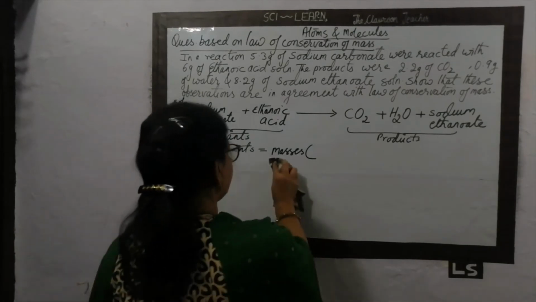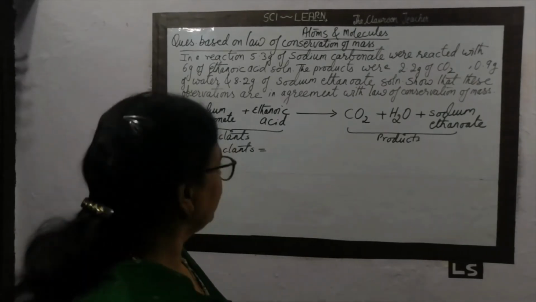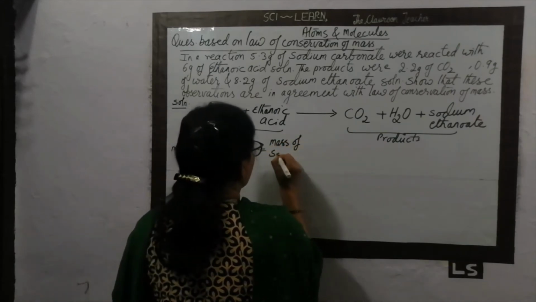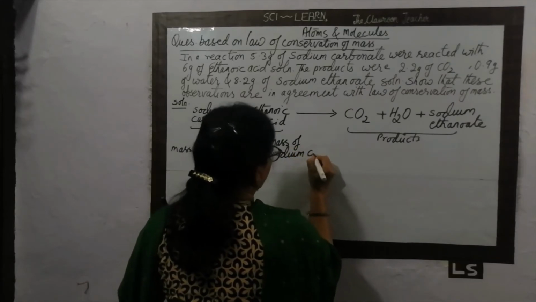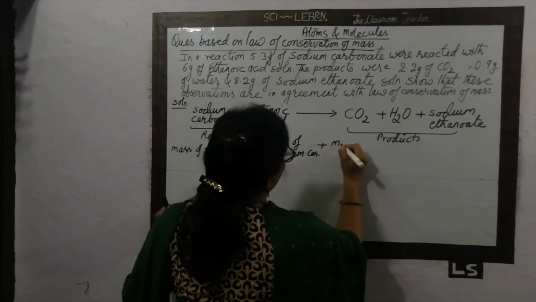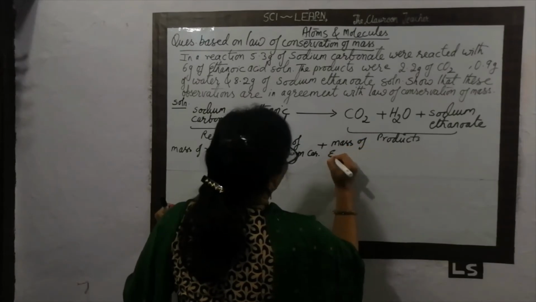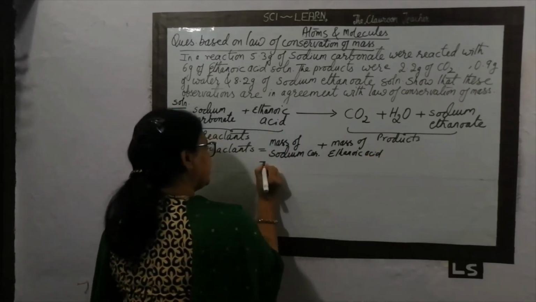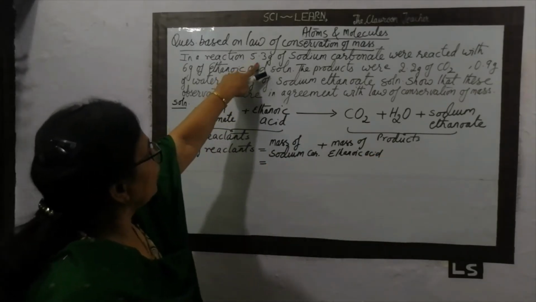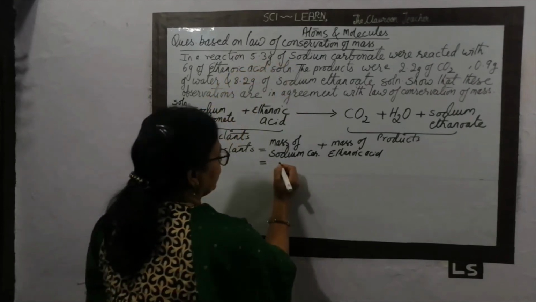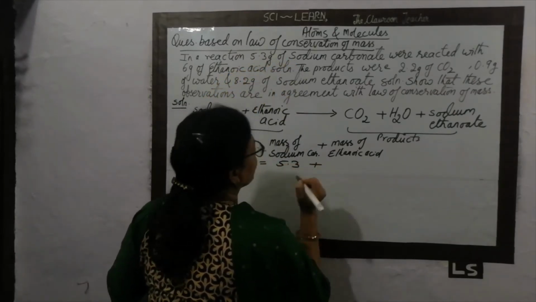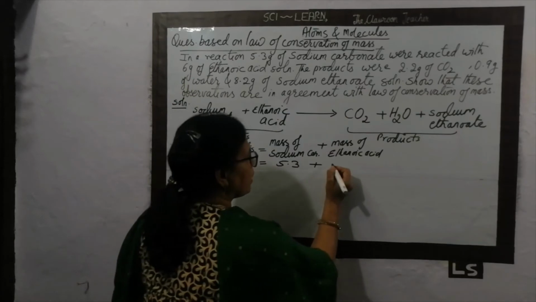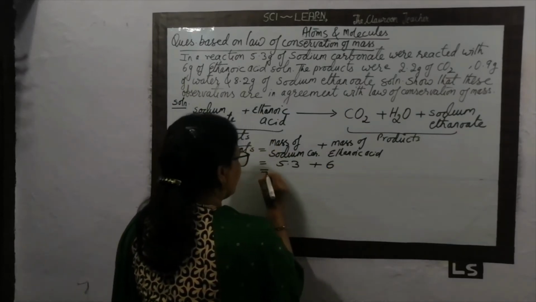No, this is not the correct way. We have to write it separately. The mass of sodium carbonate plus mass of ethanoic acid. Now see in the question, whatever mass is given: 5.3 gram of sodium carbonate. So it is 5.3. What is the mass it reacted with? 6 gram of ethanoic acid. What is the mass of ethanoic acid? It is 6.